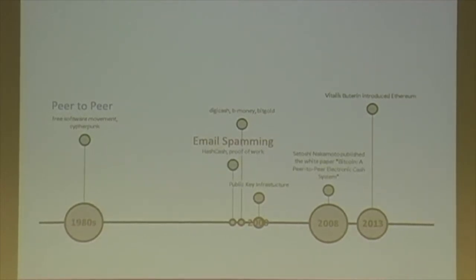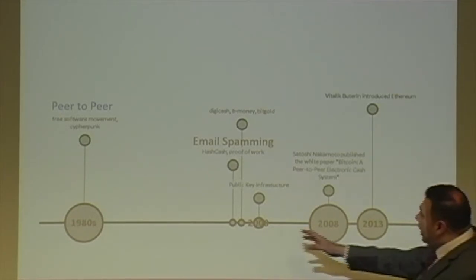Hashcash occurred at that time, and the proof of work concept started to surface, which means if you want to send me an email, you have to spend lots of energy to send that email. That will deter you from sending me spam email. So that was the idea.